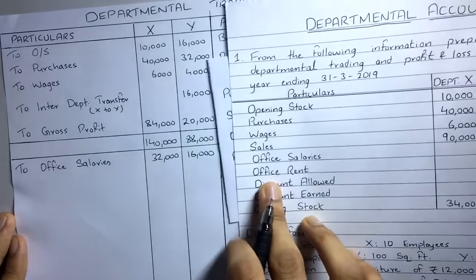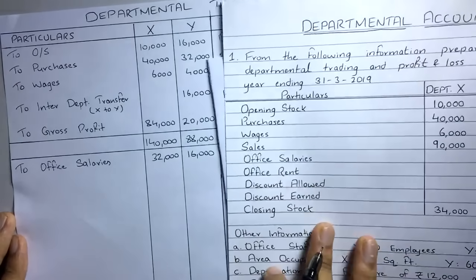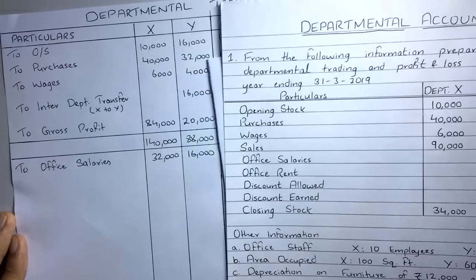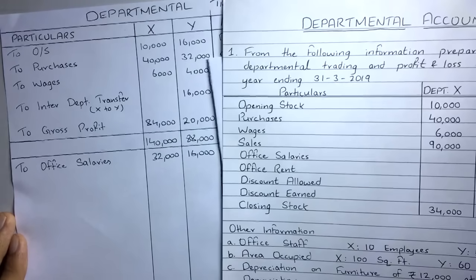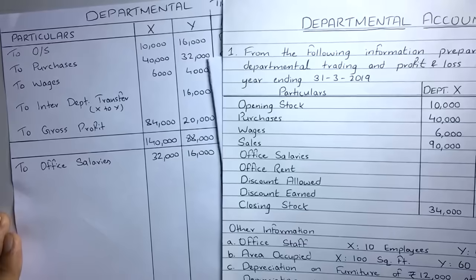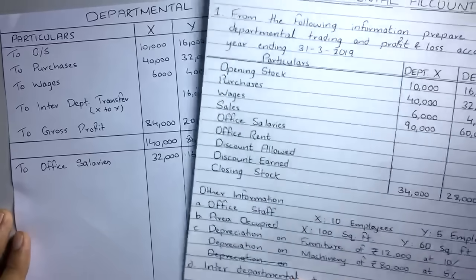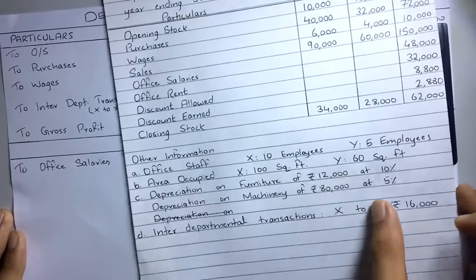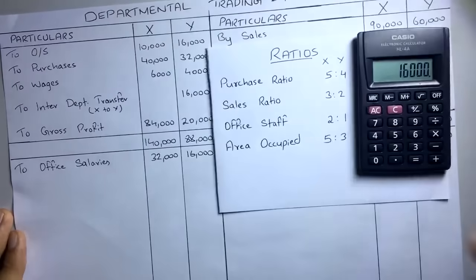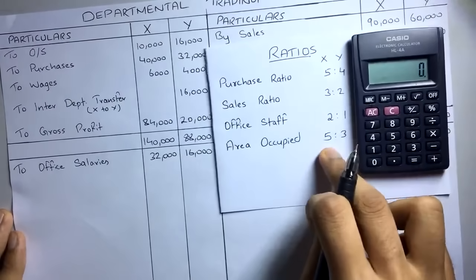Alright, now what's the next expense? Next is office rent. Now I told you, rent always means area occupied. If the area is more, rent is more. It's directly connected with the area occupied. Whenever something of land and building comes, always remember it's area occupied. So here the area occupied is given as 100 square feet and 60 square feet, and we made it simpler, so the area occupied ratio is 5:3.